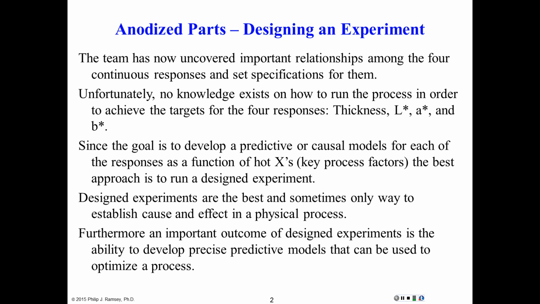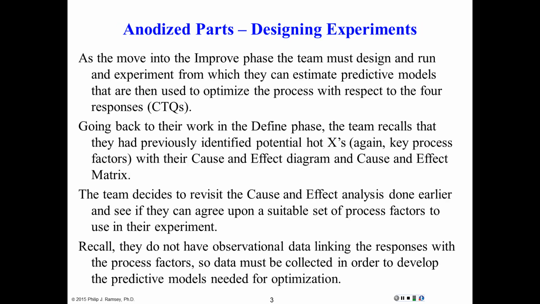But they have a problem. They don't really know how to run the process in order to achieve these goals or targets for the CTQs. So basically what they need to do at this point is find some way of establishing relationships between what we'll call the hot X's, the key process factors, and these responses, and then try to develop a model using design of experiments which will help us find a way to run this process basically to produce good parts.